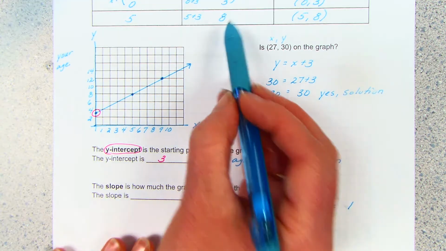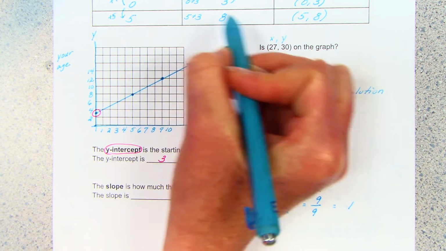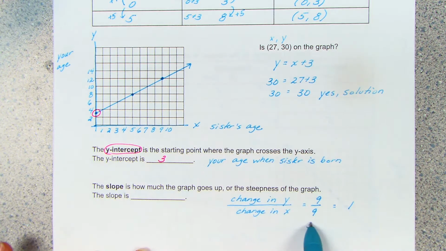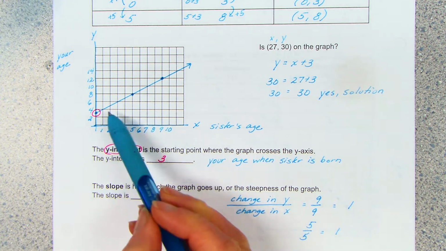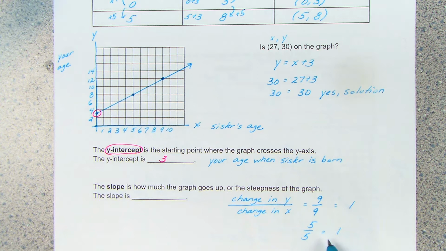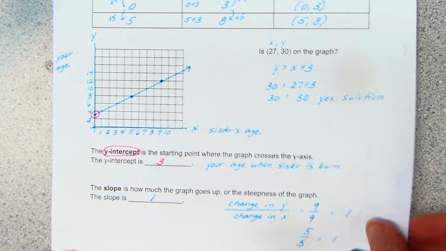If you picked a different point to look at, if we did this one from 0 to 5, that one's going up by 5. And if we go from 3 to 8, that is also going up by 5. So if you had picked a different point, 5 over 5, that also equals 1. So the slope stays the same through the whole problem. Any 2 points that you pick should always give you the same answer. This slope is going up by 1 because for every year that you get older, your sister gets the same amount older. Or I should have said it the opposite direction. Every time she gets older, you also get older by the same amount.